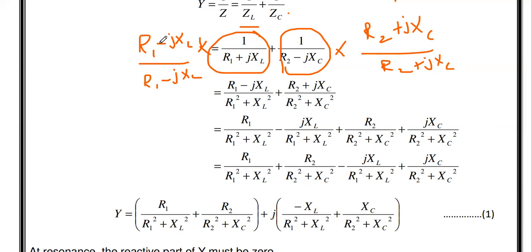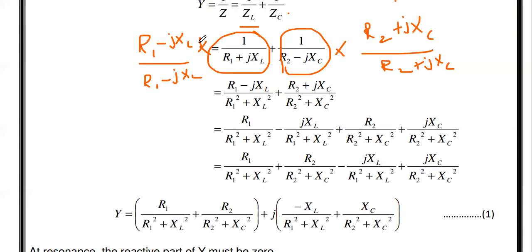If you multiply here, in the numerator you get 1 into R1 minus jXL, that is R1 minus jXL. In the denominator you see A plus B times A minus B, so A squared minus B squared. Here B is jXL, so j squared is minus 1, giving R1 squared plus XL squared. Similarly, multiplying the second term, in the numerator you get R2 plus jXC, divided by, with A plus B times A minus B, R2 squared plus XC squared.